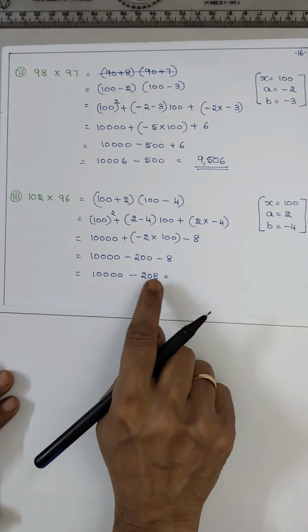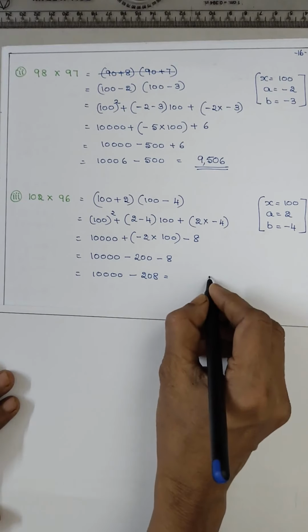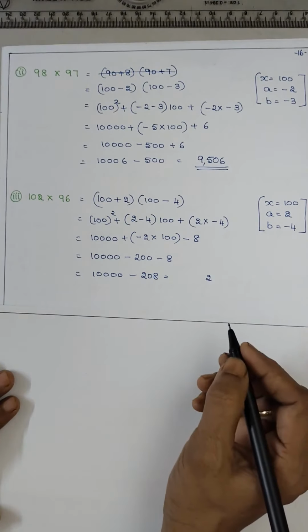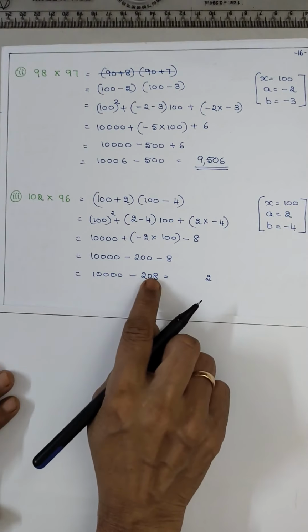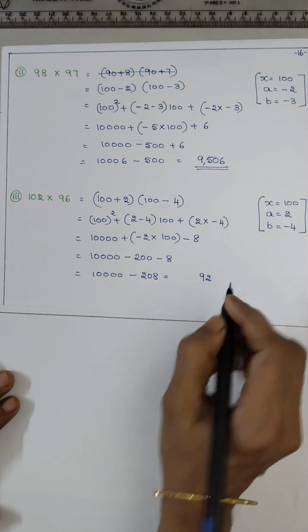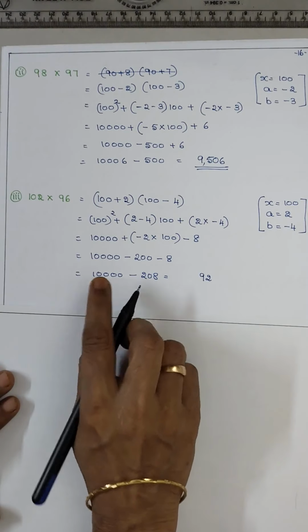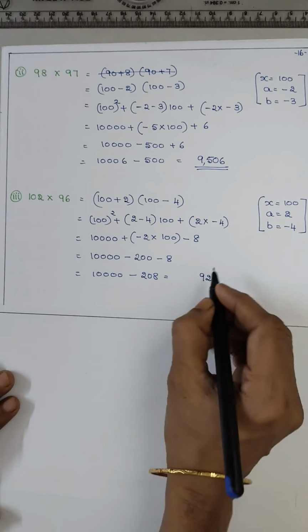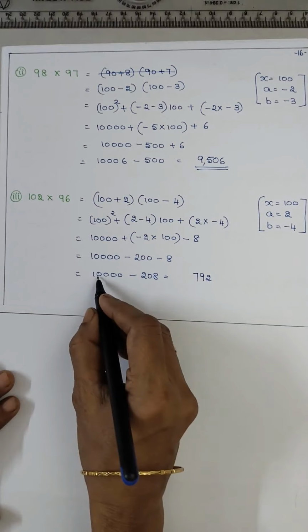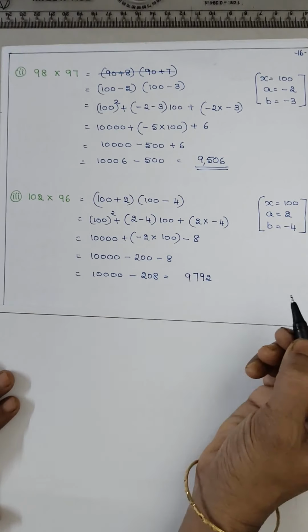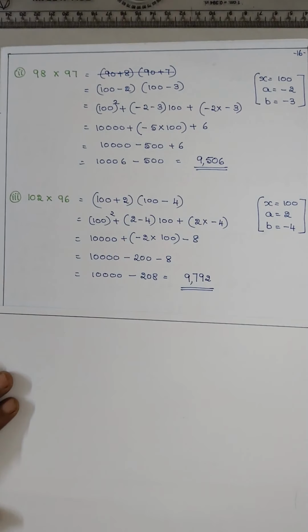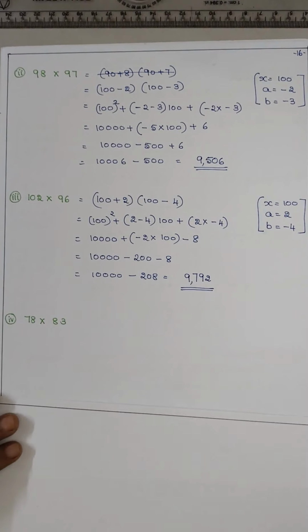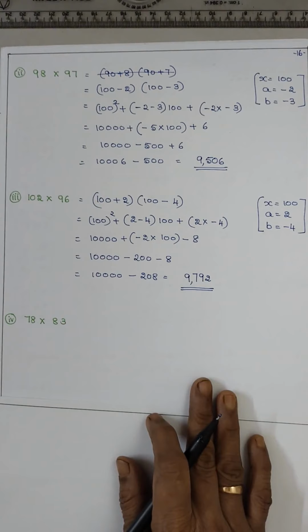Now 0 minus 8, that is 10 minus 8 is 2. Now here 9 is remaining, 9 minus 0, 9. Here 9 is there, 9 minus 2 is 7. Now here there will be 9. Answer is 9792. Is it okay? Hope everyone is understanding.